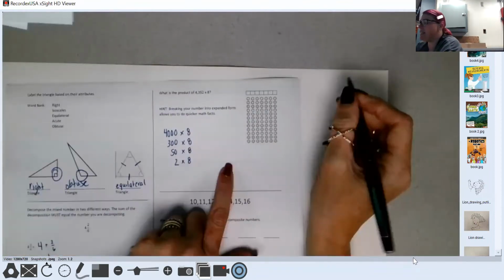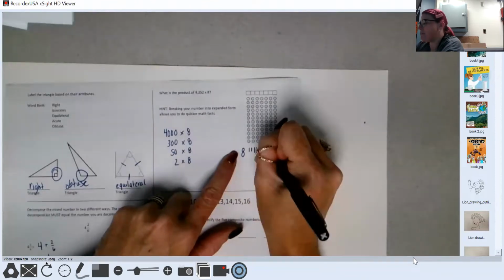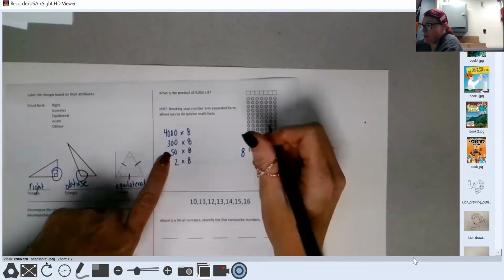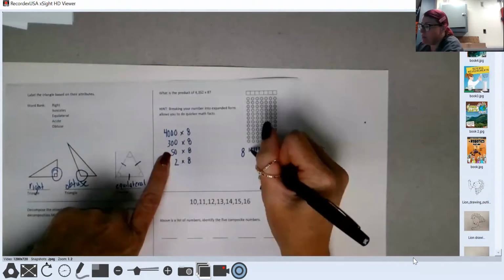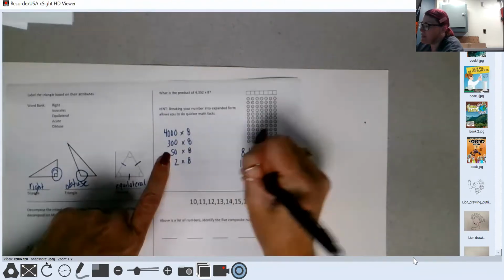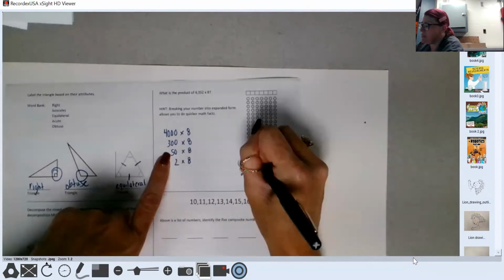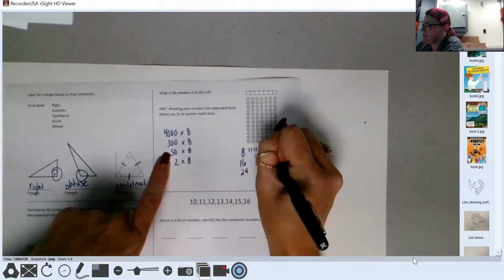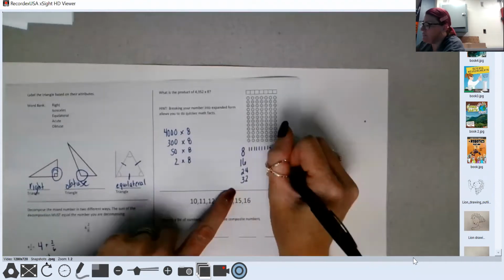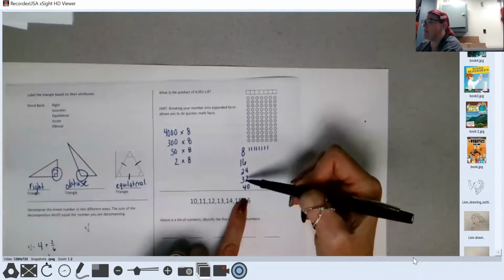I know I'm using my 8's tables, so I'm going to go ahead and do that here. My highest one is 8 times 5, so I'm just going to go until I get to 8 times 5. 8, 16, 24, 32, 40. That's my 8 times 1, 8 times 2, 8 times 3, 8 times 4, 8 times 5.